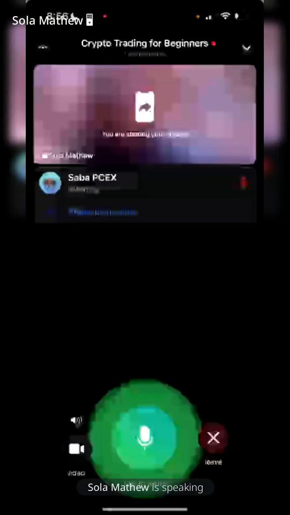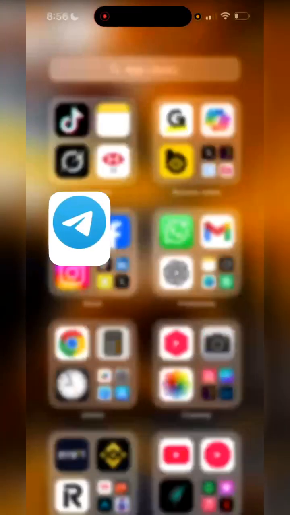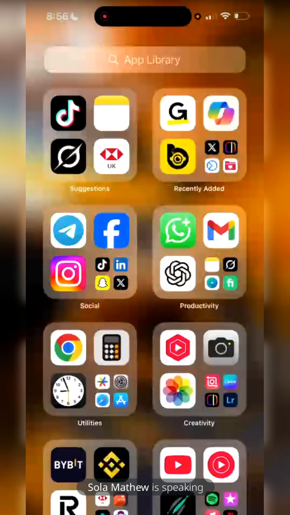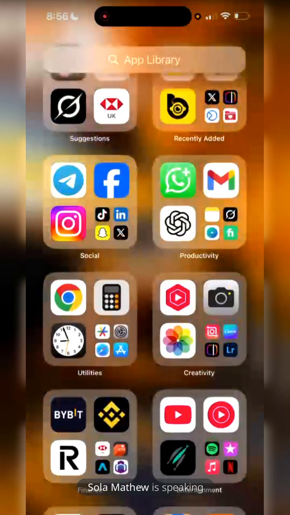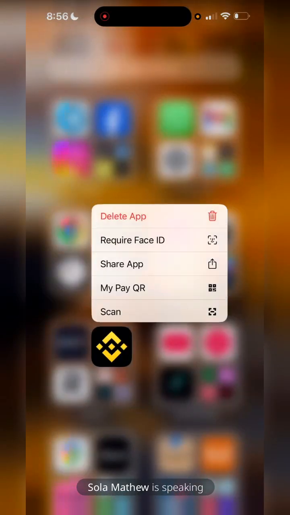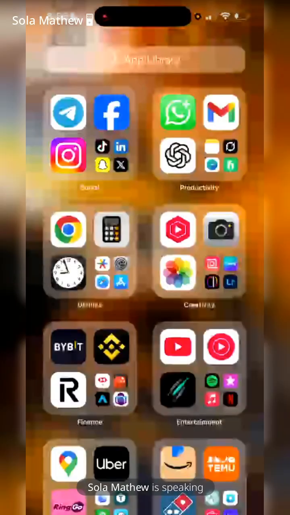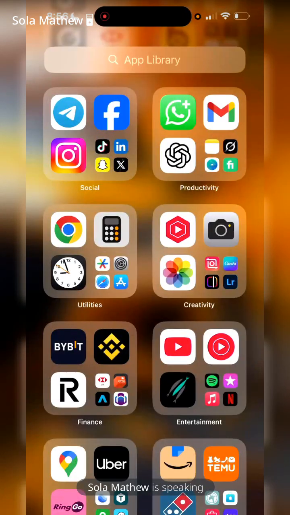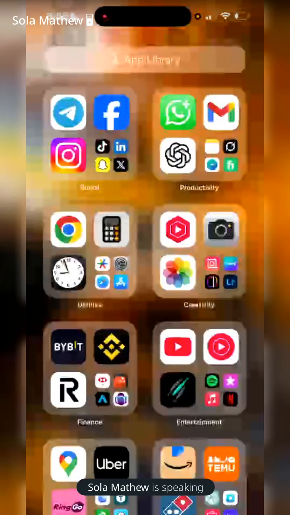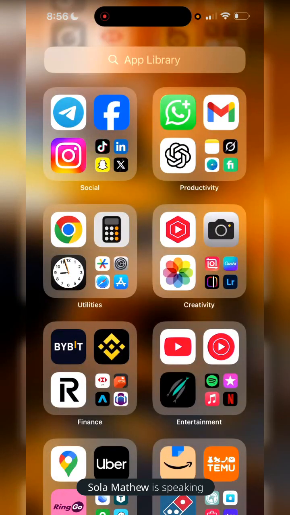All right, so the first thing you need is a crypto exchange platform. You can use ByBit, you can use Binance, or any other platform that you have. The one we're going to be using now is ByBit, but it's the same thing across different platforms.